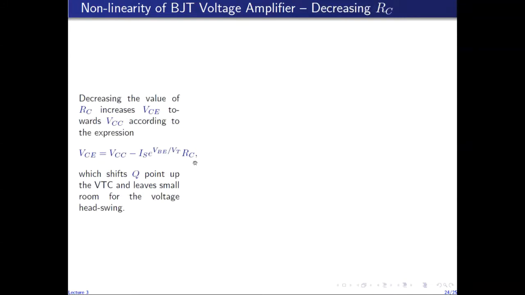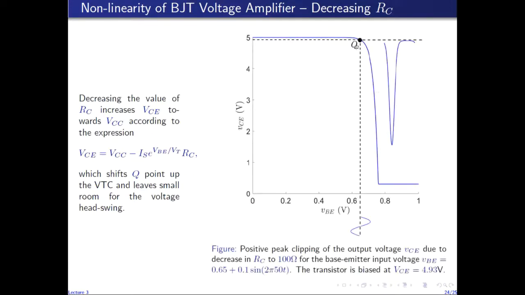So similarly, instead of increasing RC, if we decrease RC, then this term decreases and the overall difference increases. So VCE, the DC component of the output voltage, increases, which shifts the Q point up the voltage transfer characteristic. For example, in this case, we have decreased RC from 3.5 kilo ohms to about 200 ohms, which has increased the output DC voltage to 4.93 volts, almost making it equal to 5 volts.